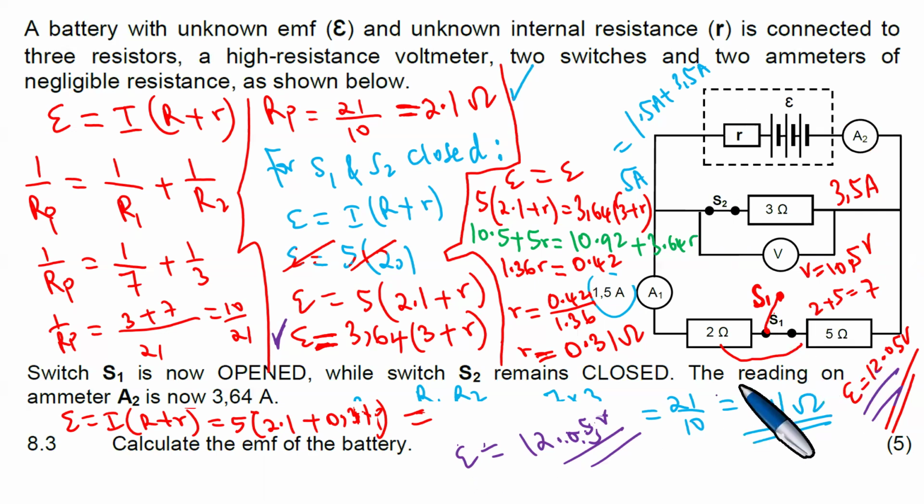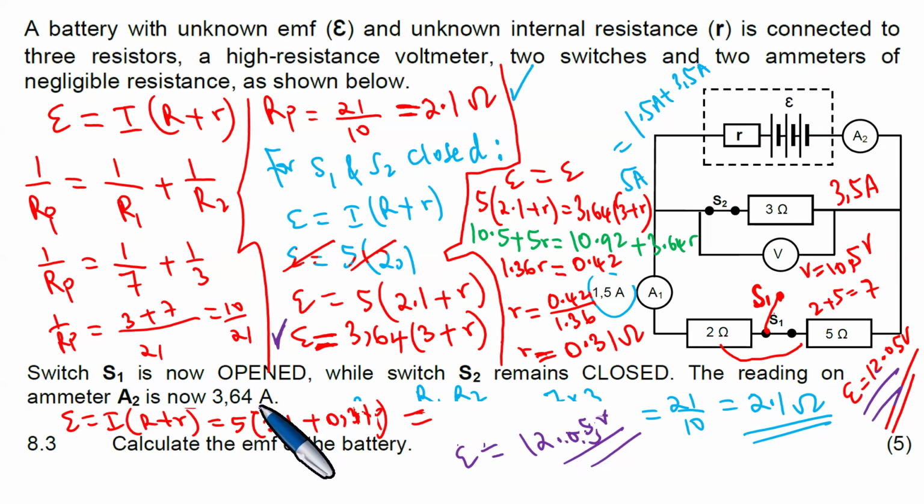But they said if the S1 is opened while S2 remains closed, the reading on ammeter A2 is now 3.64. So they are saying the reading on now ammeter A2 is 3.64. What has happened to the reading? Has it increased or has it decreased? Because it was 5 amperes before, but now it is 3.64. We can see that the reading has decreased. It has decreased from 5 amperes to 3.64 amperes.